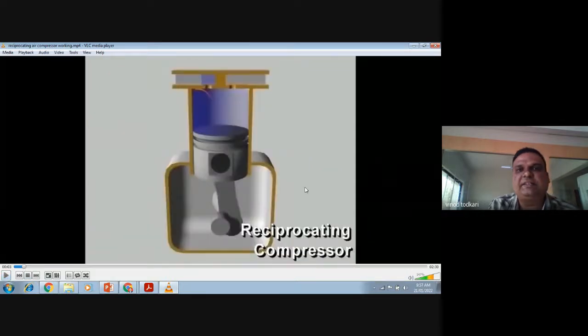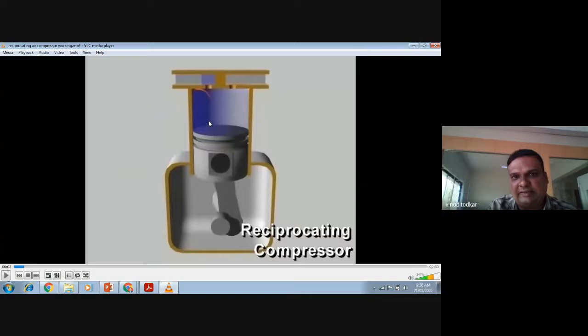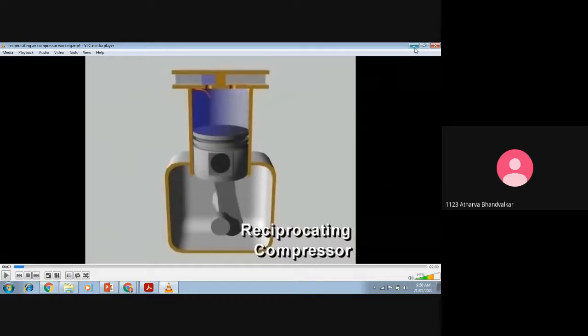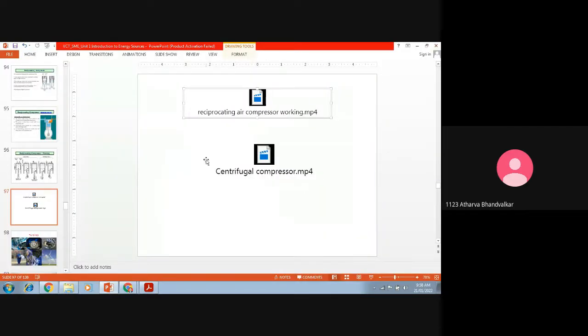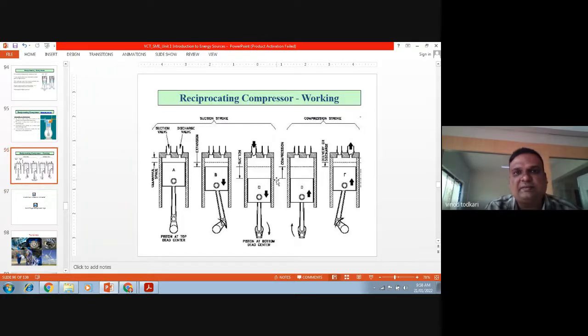Tell me honestly, any difficulty with this? No, sir. Yes, sir. So I think that after seeing this animation, the concept is very crystal clear to you. Yes, sir. Okay, fine. So we have seen the reciprocating compressor, right? Okay.